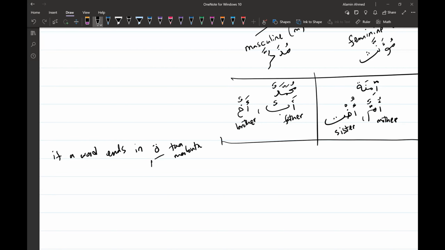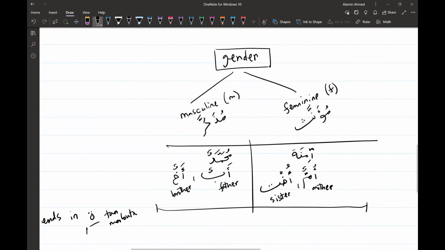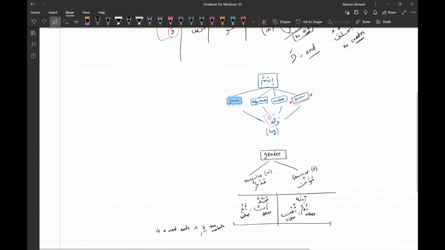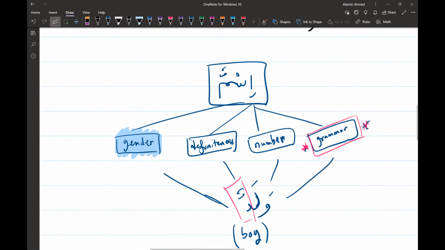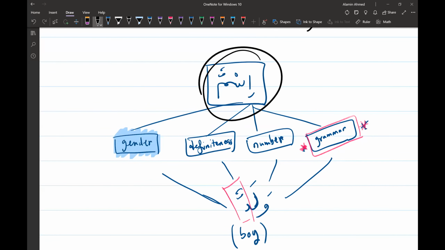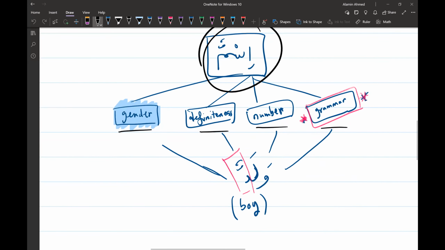You can say neutral or genderless, however you want to say it. In the English language we have this concept: a book, a pen, the door, the house. None of these words has anything to do with gender. But guess what? In the Arabic language, this is what you have to understand: every noun has to have these four attributes, so you cannot escape it. That means the noun has to have a gender.